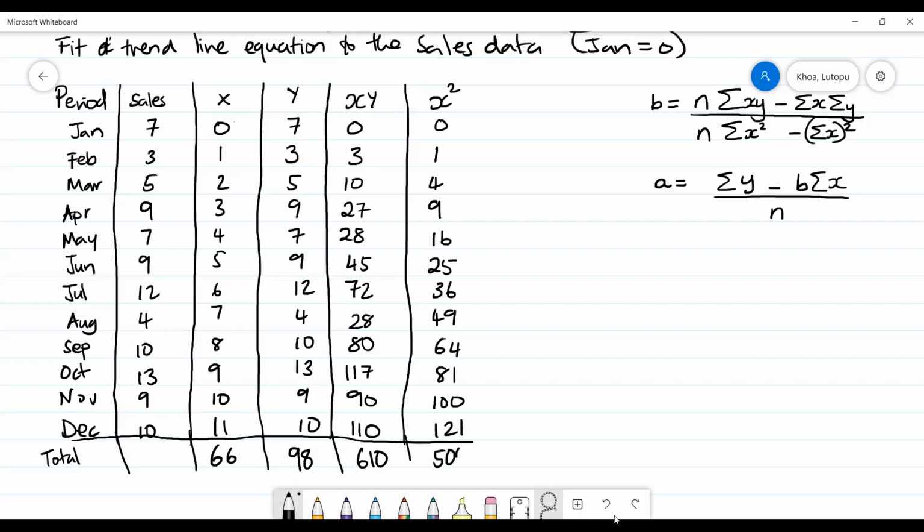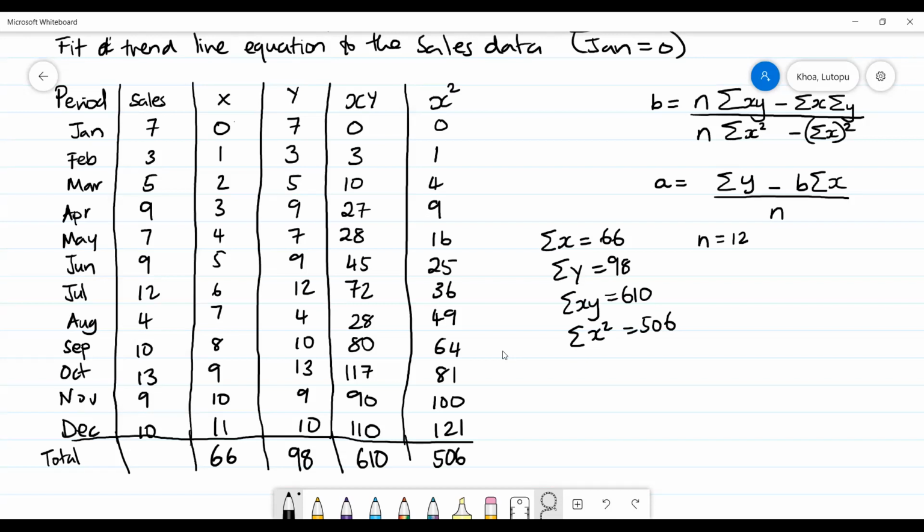506. So from here, I can see that the sum of the x values, so if I add up all these x's, I get 66. The sum of the y values, this is 98. Then the sum of the products of x and y, this is 610. And then the sum of the x squared. So when I square the x's, I get 506. So my n over here, n is equal to 12 because there's 1, 2, 3, 4, 5, 6, 7, 8, 9, 10, 11, 12. So there's 12 data points. So that is my n.